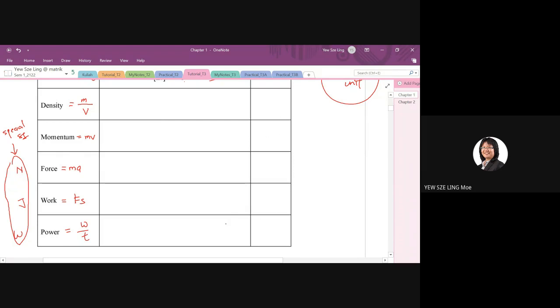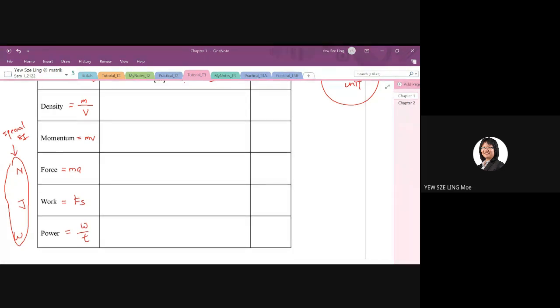All right, I give you 5 minutes. Once you obtain the answer, you write it down in the chat box, in the message box. What is the unit for density, unit for momentum, unit for force, unit for work, and unit for power? All 5 of them. 5 minutes, start from now.